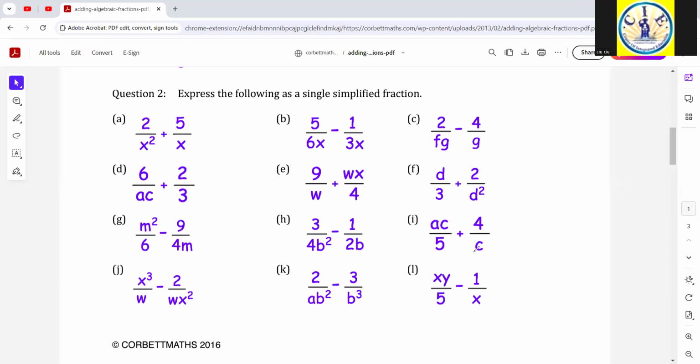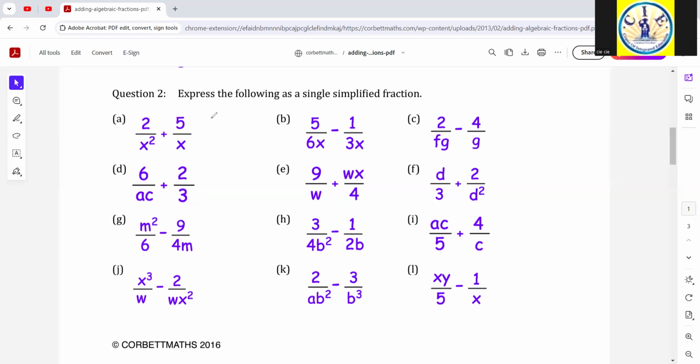Now, in the next question, you see that the denominators of the fractions are not just simple constants, rather these include some variables also, like this one has this variable b and so on. So how do we need to solve them? Let's see. The basic procedure is the same.